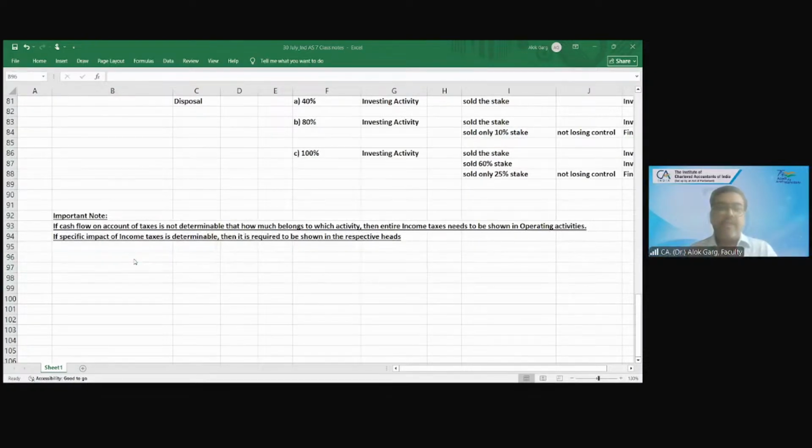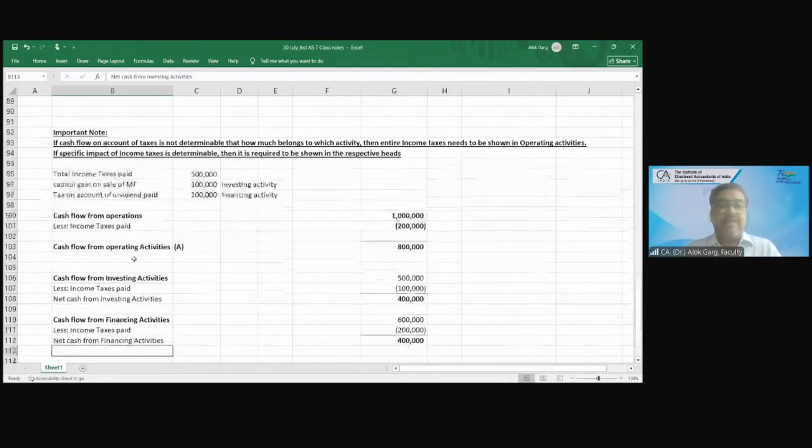Yes, sir, very much. So let me show you one example of this treatment. For example, total income tax paid is 5 lakh. Capital gain on sale of mutual fund is 1 lakh, investing activity. Tax on account of dividend paid. When you are paying a dividend, there was a concept of DDT also, dividend distribution tax earlier. You remember that concept? So the total income tax paid is 5 lakh. 1 lakh is capital gain on sale of mutual fund. Tax on account of dividend paid 2 lakh.